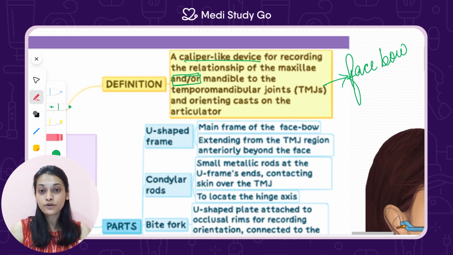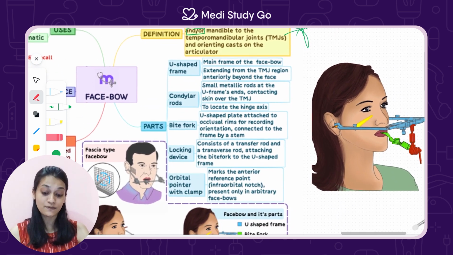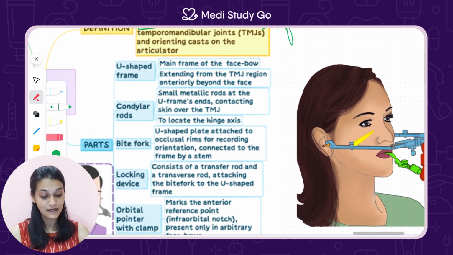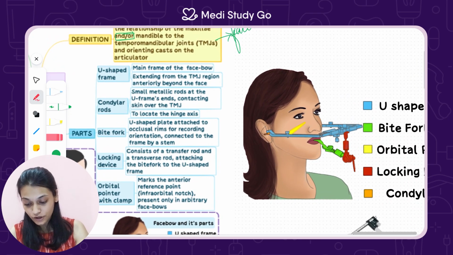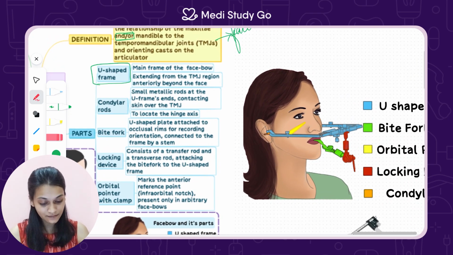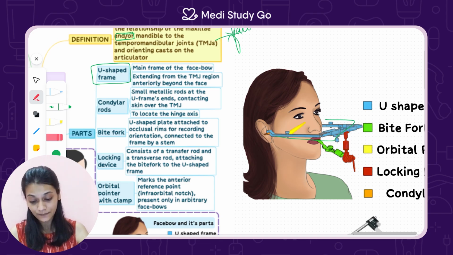Now, in your routine practice, do you always use Facebow? You don't. Then what do you use to orient the plane? It is nothing but a Fox plane. So we use the plane in order to orient the entire position to the base of the skull. But now that we are talking about Facebow, let's look into the parts. So basically what you have to understand here is that the U-shaped frame is the major component that is going to connect the parts.